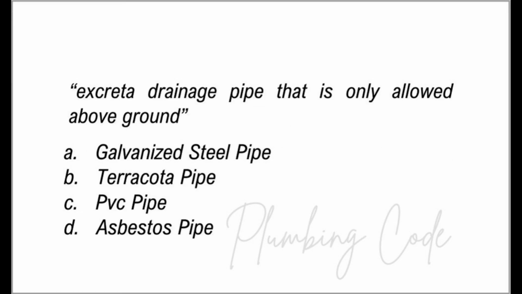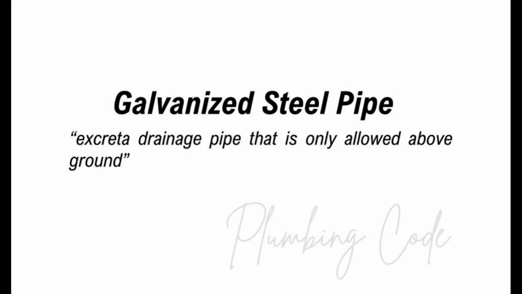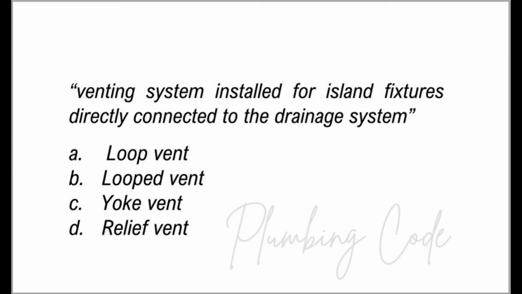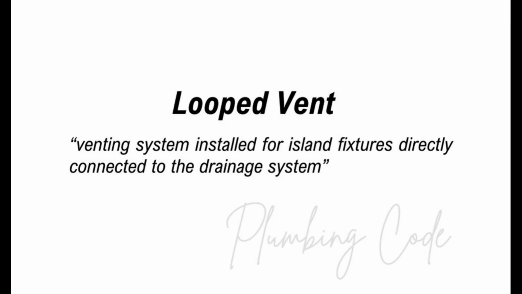Excreta drainage pipe that is only allowed above ground. Galvanized steel pipe. Terracotta pipe. PVC pipe. Asbestos pipe. The answer? Galvanized steel pipe. Venting system installed for island fixtures directly connected to the drainage system. The answer? Looped vent. That's it.